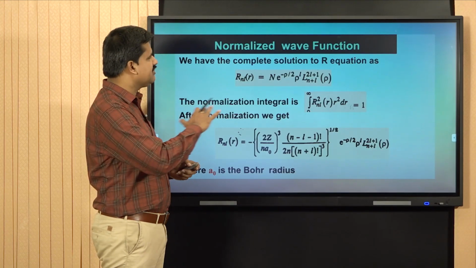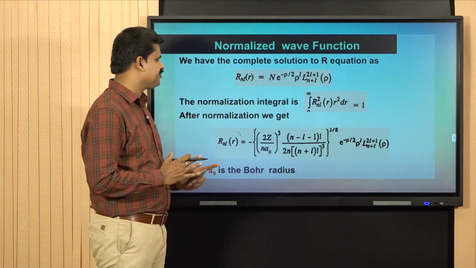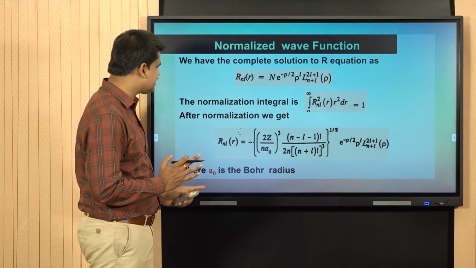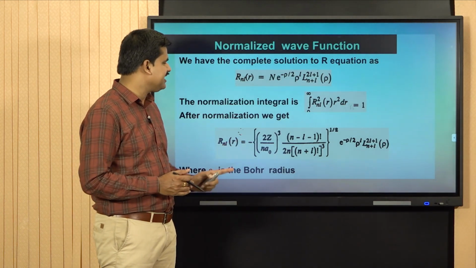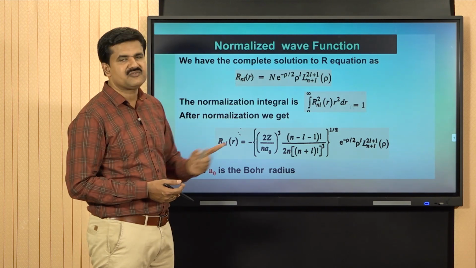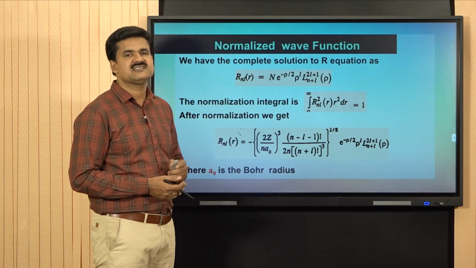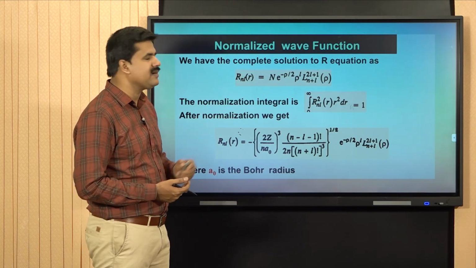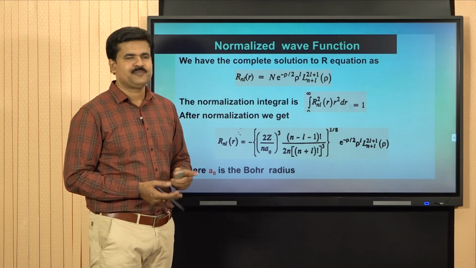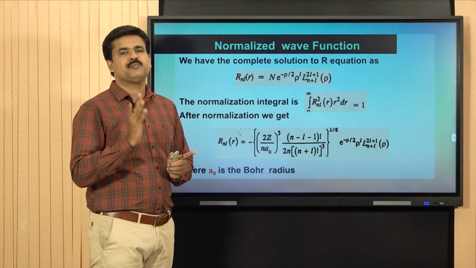We will get the entire solution of the radial part of the wave function like this. That means the complete solution to the R equation is like this. R_nl(r) is equal to minus (2Z/na0) the whole raised to 3/2 into [(n minus l minus 1) factorial divided by 2n into ((n plus l) factorial) the whole cube] the entire raised to 1/2, e raised to minus rho by 2, rho raised to l, L_{n+l}^{2l+1}(rho), and this represents the complete solution of the radial part of the wave function.